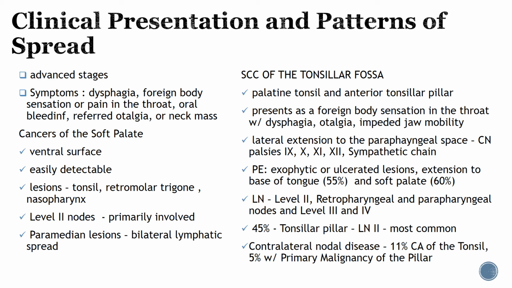Lymphatic drainage is directed primarily to the level 2 nodes, but it can involve retropharyngeal and parapharyngeal nodes, and level 3 and 4 nodes. The level depends on the stage of presentation. This compares with 45% in patients with cancer of the tonsillar pillar, with the most common node involvement in level 2 for both locations. Contralateral nodal disease was found in 11% of patients with cancer of the tonsil and 5% with primary malignancy of the pillar.